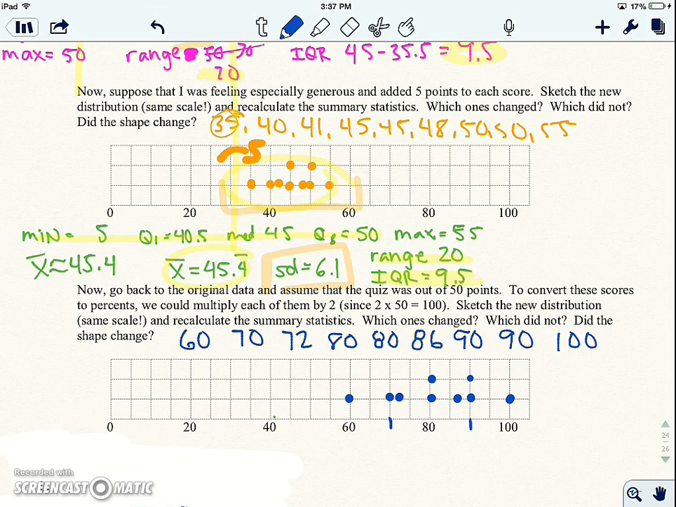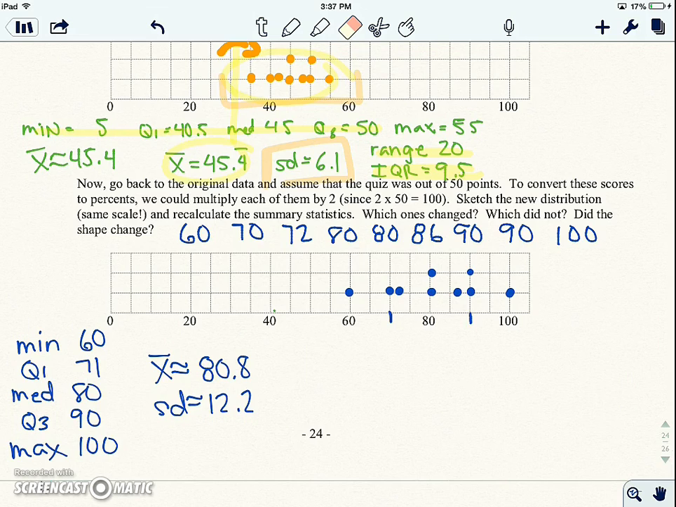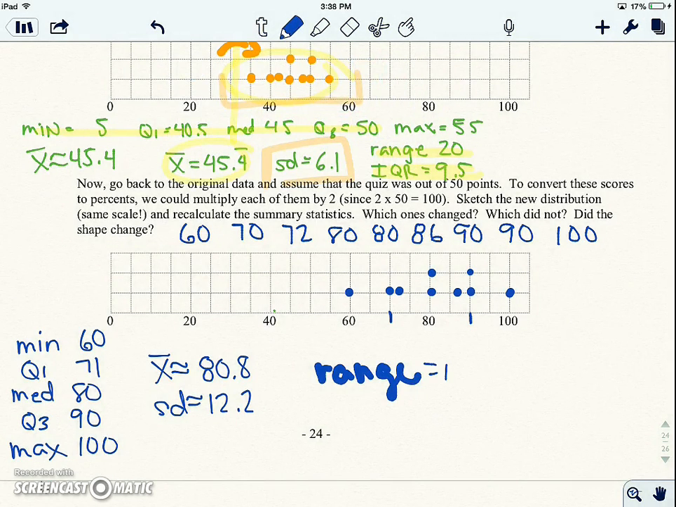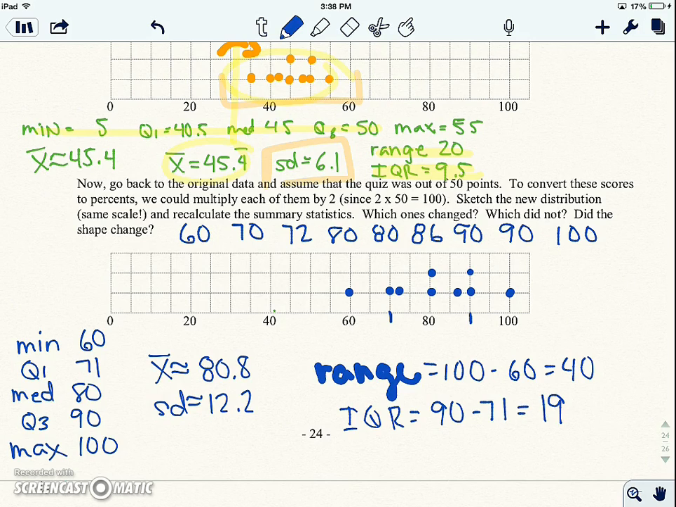Look very carefully at that. It's the same shape, but this time it is more spread out. Okay, it's about twice as spread out, and you should see that in your summary. Okay, instead of having a range of 20, our new range is from 100 minus 60, or 40. It's twice as big. Similarly, our IQR from 90 to 71. Okay, it's twice as big.